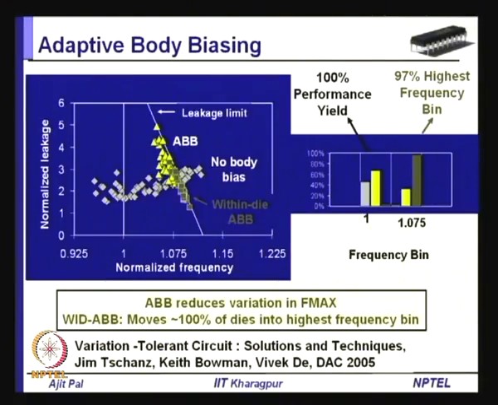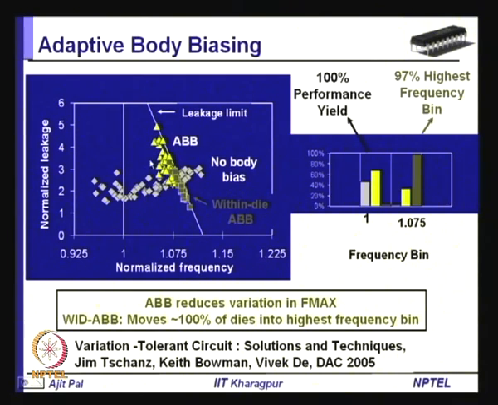The entire die can have a single body bias, or different parts of the die can have different body biases, as we shall see. In this particular plot, as you can see, these curves are without any body bias. So, you can find a wide distribution of the normalized frequency and leakage. Whenever you do adaptive body biasing, those yellow plots correspond to adaptive body biasing.